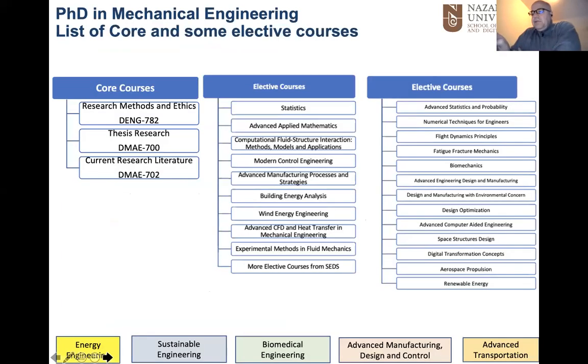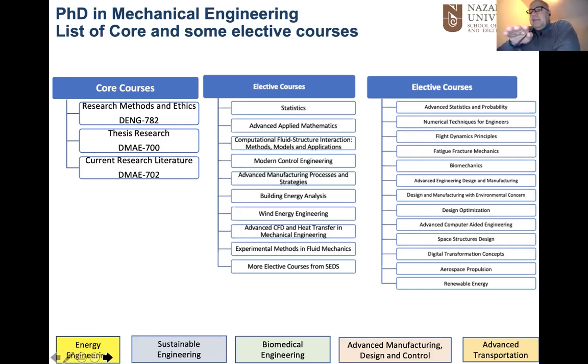And another point is that the core courses that you will take in the first 2 semesters are listed in the left part of the slide in the columns, as you see, research method, thesis research, and current research literature. And then the elective courses are courses that you will pick from either our department preferentially, and the list of elective courses that the Department of Mechanical and Aerospace Engineering offers currently are those listed in the second and third column in your slide. But we are also open to let you take electives from other departments according to the necessity of your research and by permission of the department graduate committee.